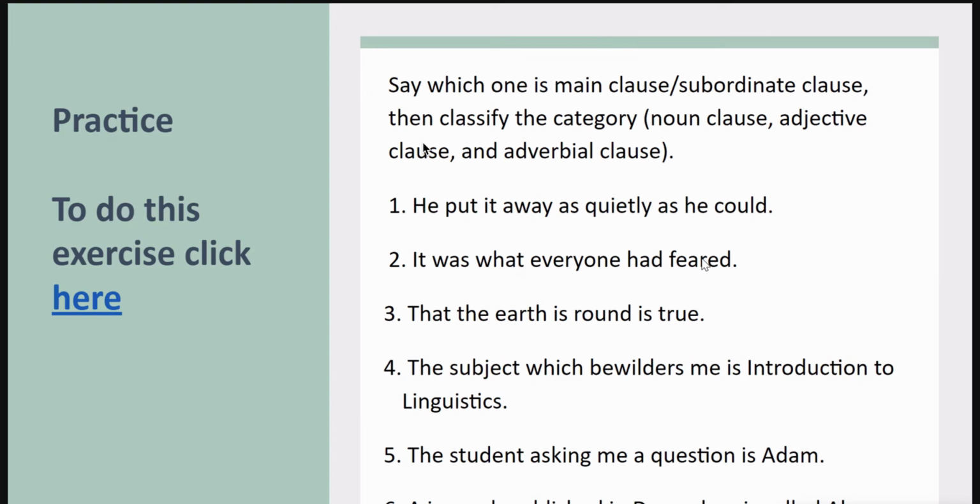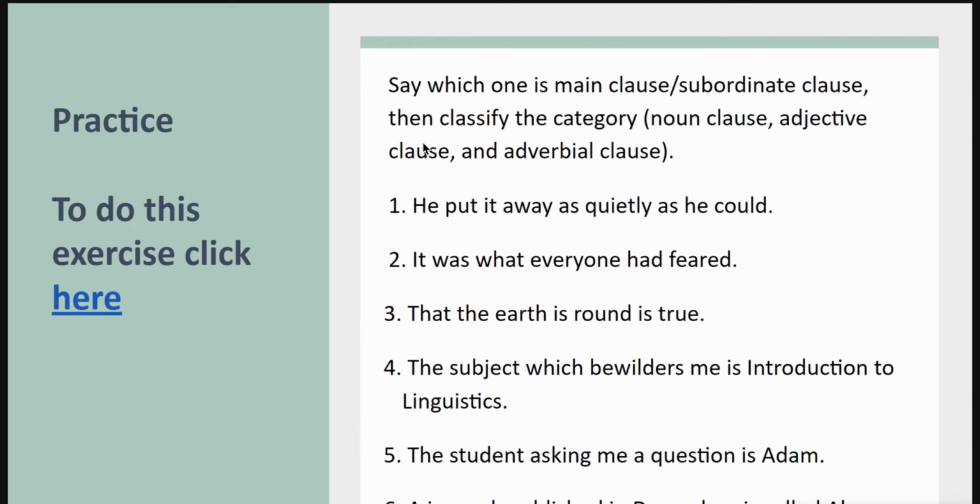Apakah what everyone had feared bisa di-substitute dengan pronoun? Yeah, it was it. Oke, betul. Karena bisa di-substitute, maka dia adalah noun clause. It was that, it was this. Number 3. That is true. Yeah, the first is that is true. Then the second sentence is actually the earth is round. Betul, the earth is round. Lalu berubah menjadi satu kalimat, that the earth is round is true.